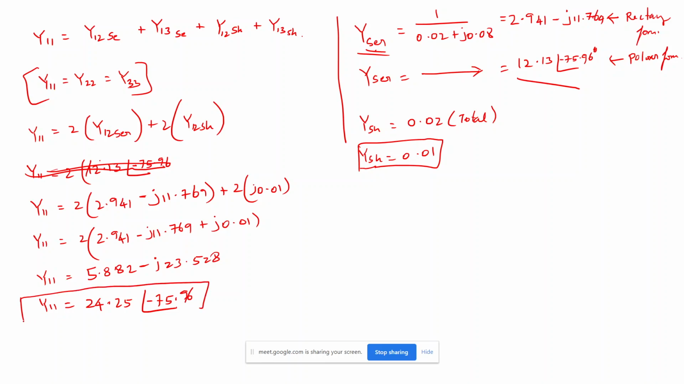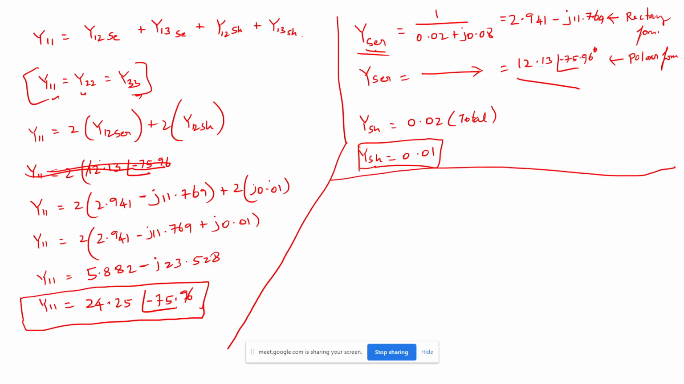And also we know that y11, y22 and y33 are equal. So we found the self admittance of the Y bus matrix. Now we will go for the mutual value. Then what will this be?